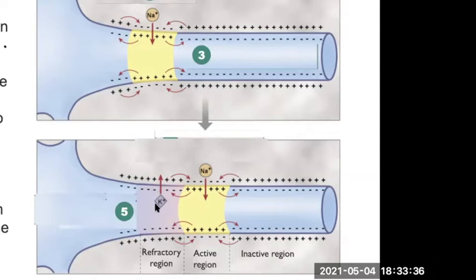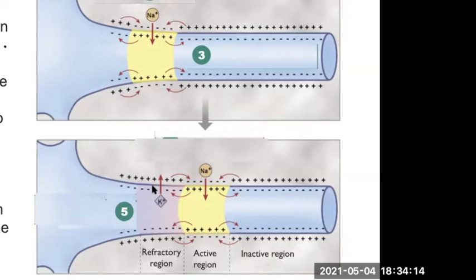This loss of potassium. What happens when you lose potassium? You become more negative, right? So following this wave of depolarization, you're going to repolarize with this potassium outflux, and that's going to prevent it from going backwards. That's why it's going to move this way. This is going to be called the refractory region over here. And this is the inactive region where the active region is moving toward, but following behind it, you're going to have this outflux of potassium, bringing the cell back toward resting potential.